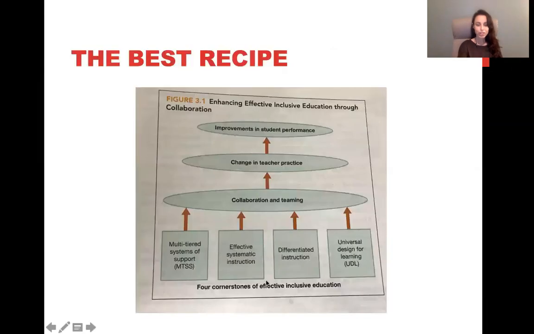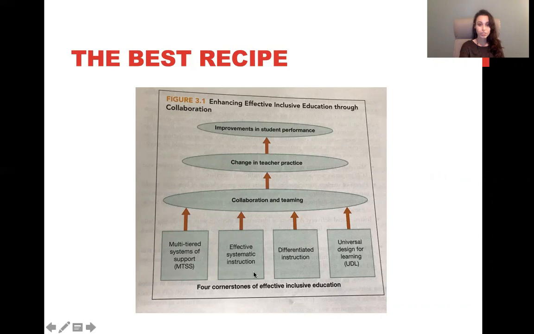So this chart that was in your textbook is the pivotal structure of what you need to know. So keep hold of this. These are the four cornerstones of effective inclusive education, and they're just really true. So MTSS is very similar to RTI. You might have heard of that. So that's really addressing students' needs before they get to the point where they're failing. You know, we want to catch it before it's too late, and that's what RTI does.